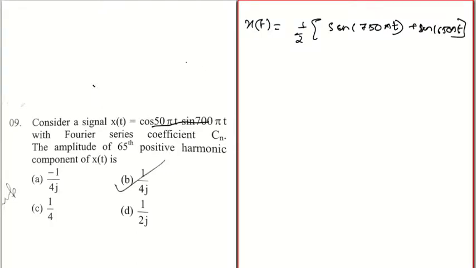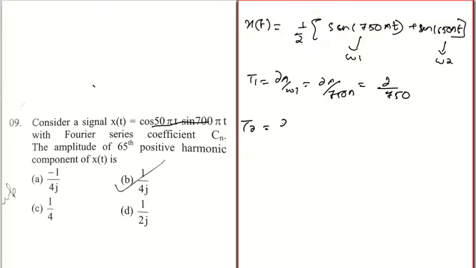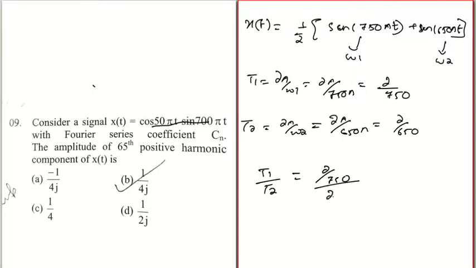So this is our omega 1 and this is our omega 2, right? T1 is equal to 2 pi by omega 1, that is 2 pi by 750 pi, this is 2 by 750, and T2 is equal to 2 pi by omega 2, which is equal to 2 pi by 650 pi, which is 2 by 650. T0 is actually from T1 and T2, we should do that first. T1 divided by T2 is equal to 2 by 750 divided by 2 by 650, which is 65 by 75.